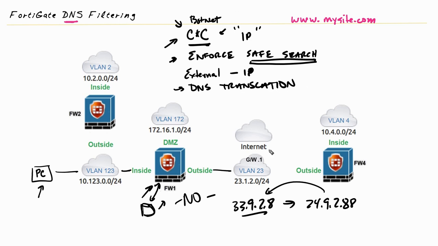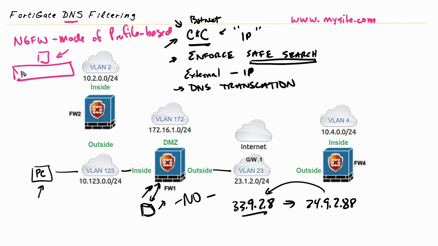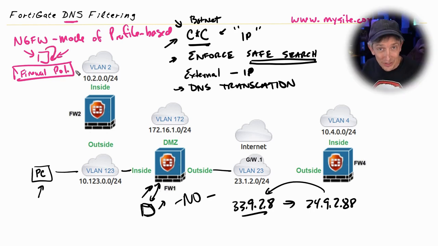And the way we implement DNS filtering depends a little bit on the mode that we're in. In next generation firewall mode of profile based, we're going to create a DNS filtering profile. And then we'll take that profile and attach it and associate it with a firewall policy. So this is our profile for filtering, and it's just snapped on or attached to our firewall policy rule. What you and I get to do in these upcoming videos is walk through the configuration and verification of these DNS filtering features on the FortiGate firewall.